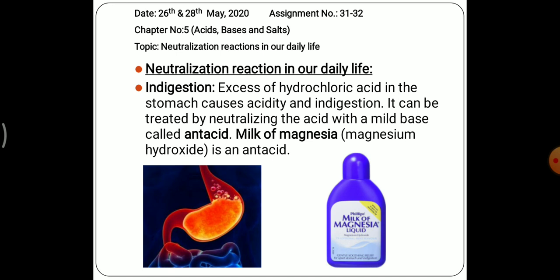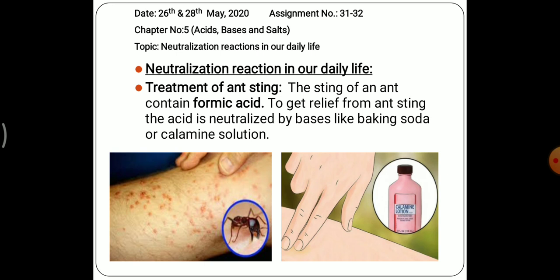And another antacid can be baking soda. Do you know what this baking soda is? It contains a base which is called sodium hydrogen carbonate. So I hope you all are clear how indigestion occurs in our stomach and how we can cure it. With the help of antacid, we can cure it. Then coming to the next part, that is treatment of ant sting. So have you seen an ant? It has a sting also.